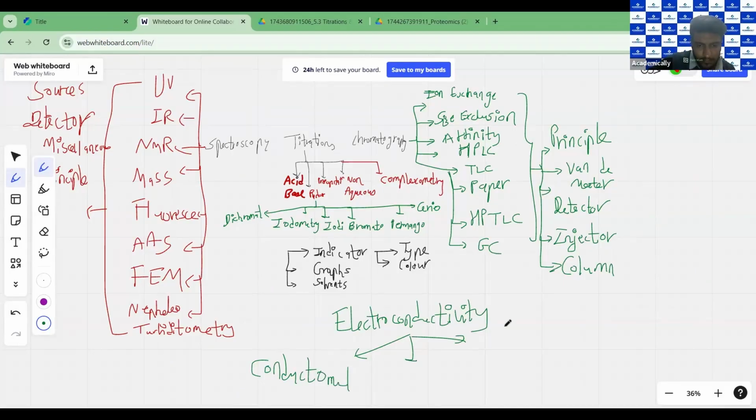And also you have thermal methods in which you have thermogravimetric analysis, differential scanning calorimetry, DSC, and TGA. Conductometry, potentiometry, polarography.